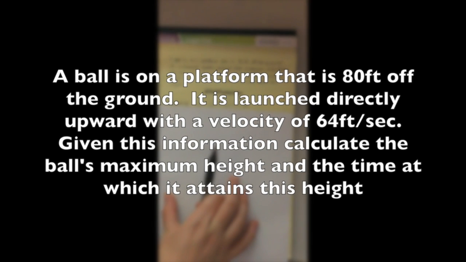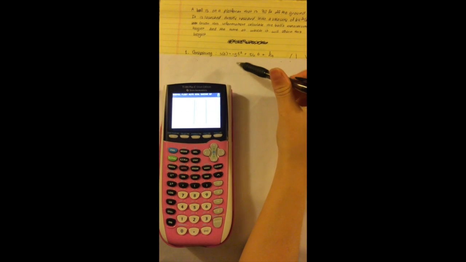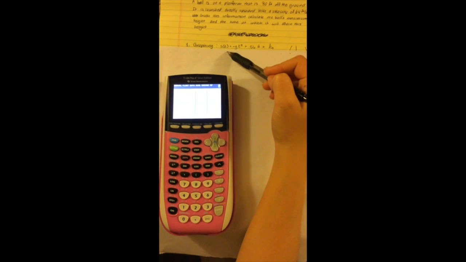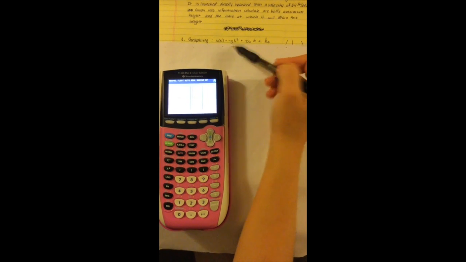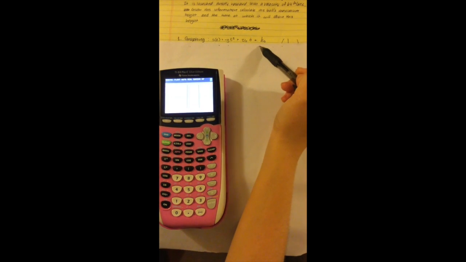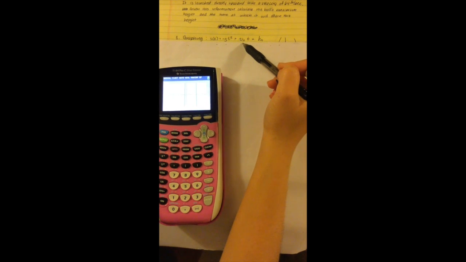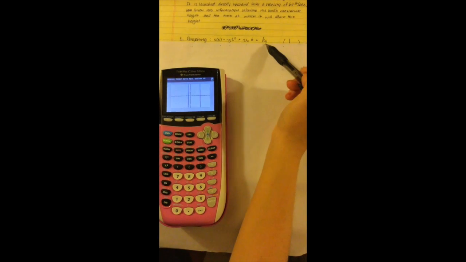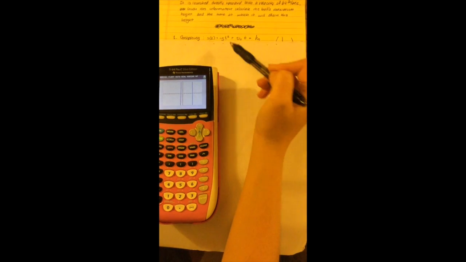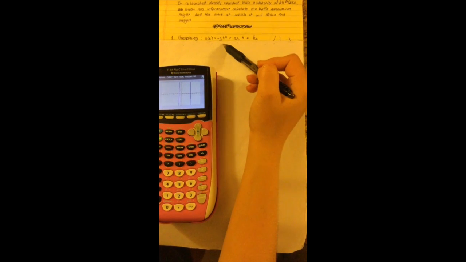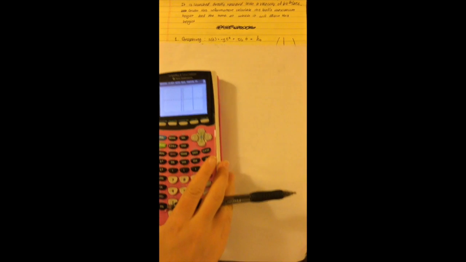The first way to solve this problem is through graphing. We'll be using the equation s(t), later on referred to as y, equals negative g t squared plus v0 t plus h0. v0 will be representing the initial velocity and h0 will be representing the initial height. This value will be the maximum height and t will be the time at which that height is reached.